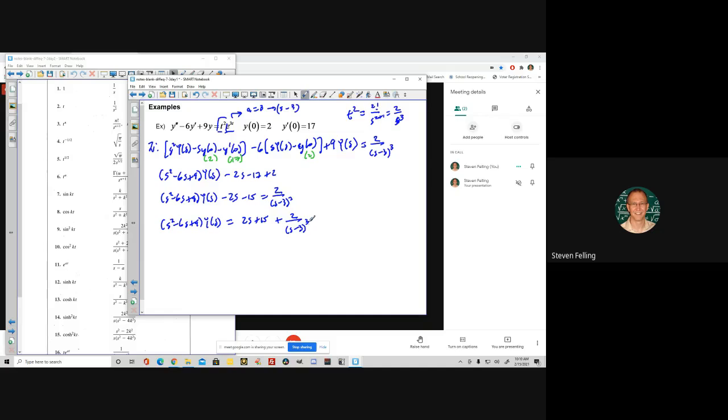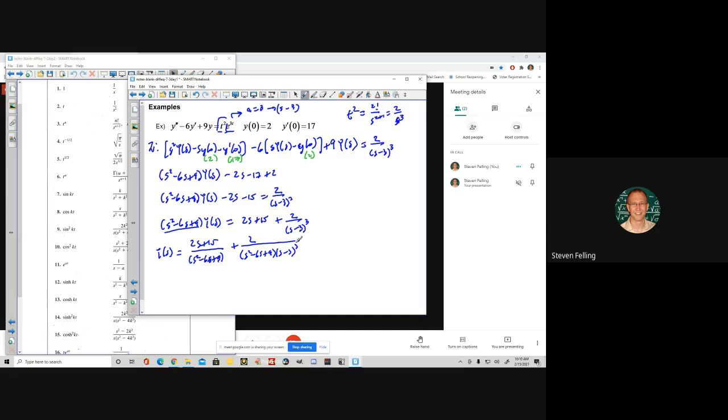Yeah, cubed. Okay. And then we're going to now divide everything by this. So the Y(s) is going to be (2s plus 15) over that s squared minus 6s plus 9, right? And then we've also got this 2, and it's got the s squared minus 6s plus 9 and the s minus 3 cubed on the bottom.